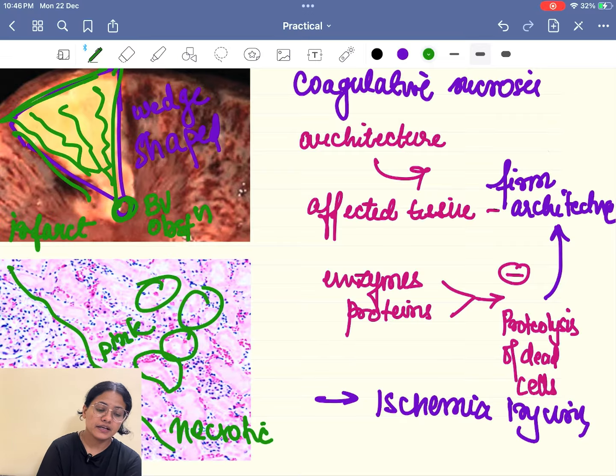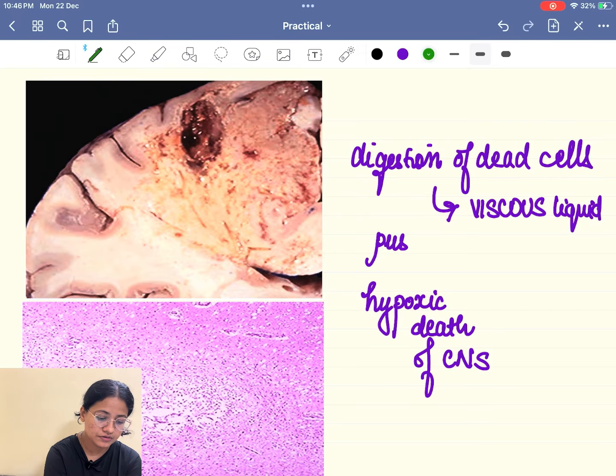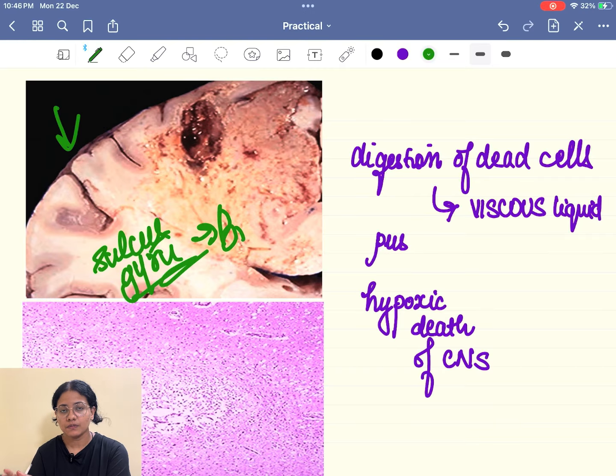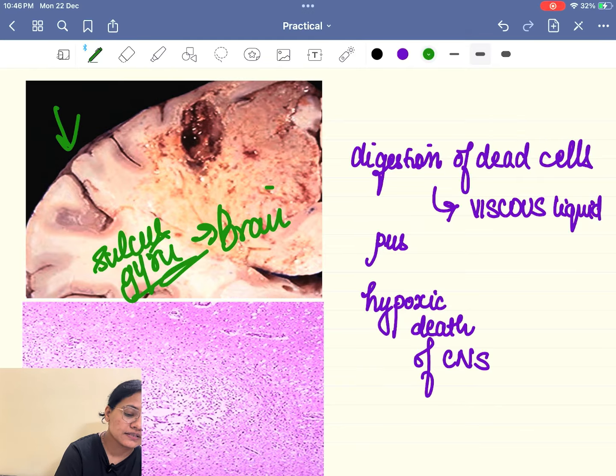Okay, but an exception is there. Can anyone tell me what is this tissue? Yes, it has sulcus and gyrus. Sulci and gyri are seen in brain, right? So an exception to this rule, where the proteolysis of dead cells happens, but there is enzymatic degradation. Okay, so that is seen in liquefactive necrosis.